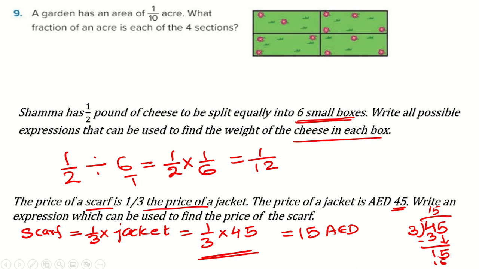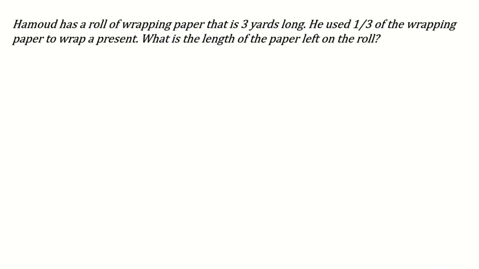Now, next question can be: Hamoud has a roll of wrapping paper that is 3 yards long. He used 1 over 3 of the wrapping paper to wrap a present. Wrapping means covering the gift box. Now how much total do you have? You have 3 yards. And how much have you used?